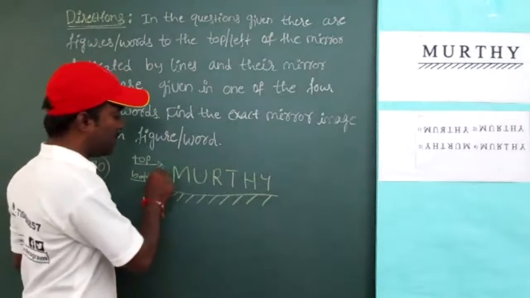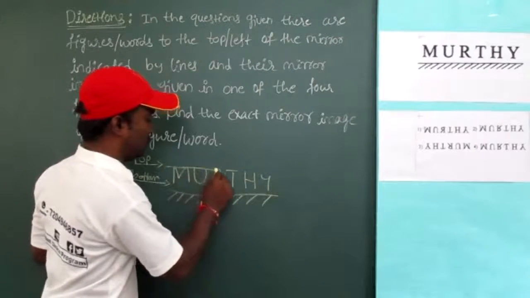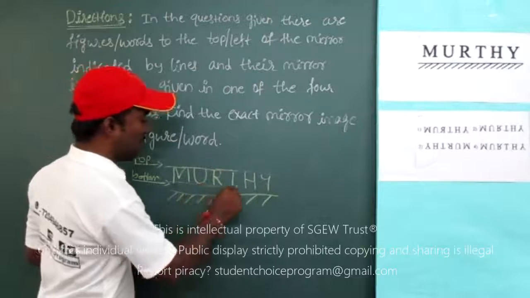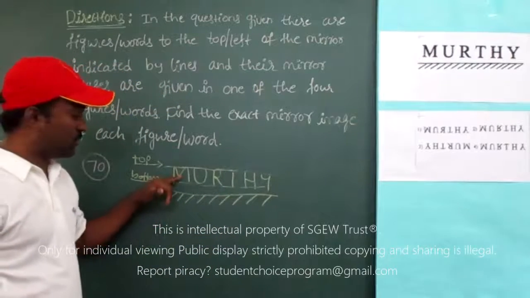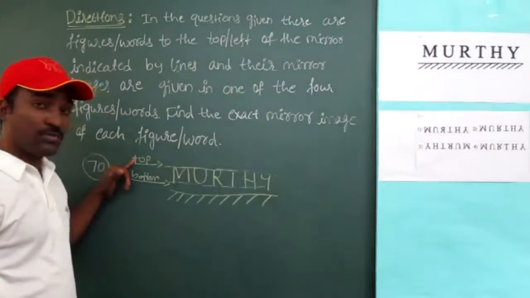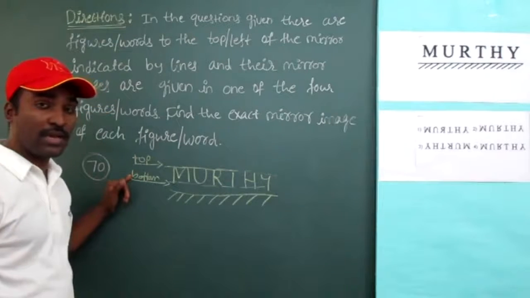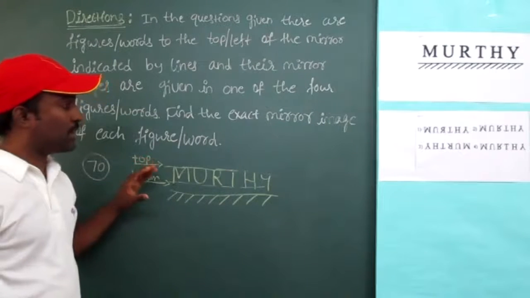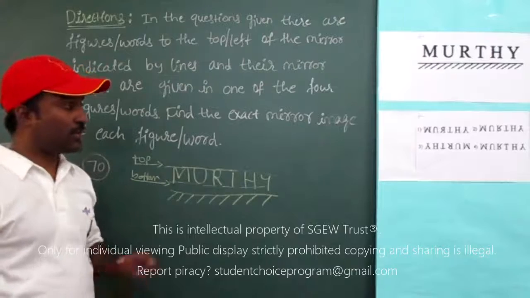So this is the given word and I can call this the top portion and this the bottom portion. As I said, in the mirror image of this word, the top portion will become the bottom portion and the bottom portion will become the top portion. This is a very important point. Using this point, I can eliminate some of the options and finally come to the correct option.